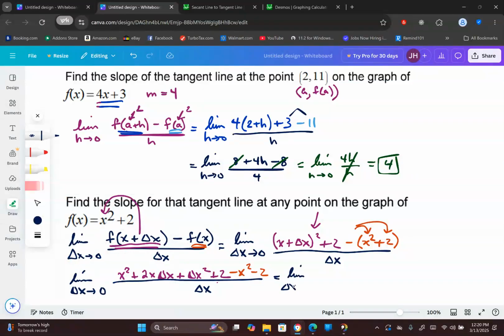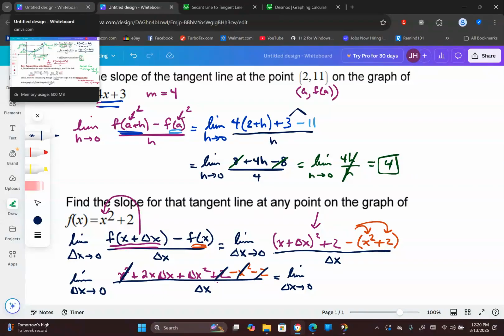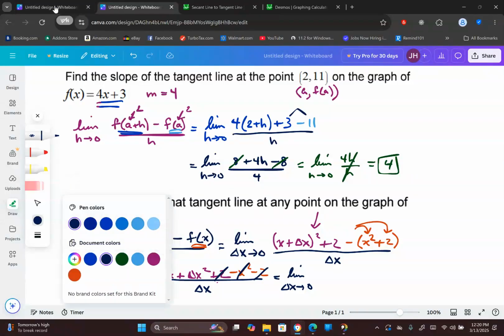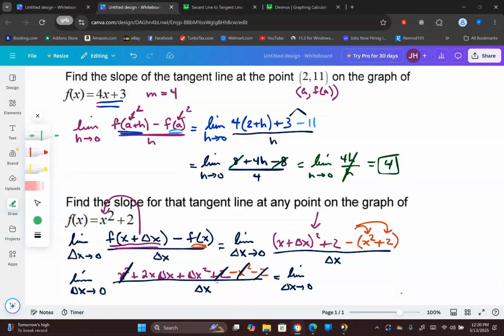Now, we're going to simplify all of this. The x squared minus x squared cancel. The 2 minus 2 cancel. And you'll notice I've only got 2 terms left here. The first one, if I divide that by delta x, I just get 2x. I've got this term. What's delta x squared divided by delta x? Well, it's delta x. Now remember, it's not x approaching 0 here. Delta x is approaching 0. So I get 2x plus 0. I get the expression 2x.